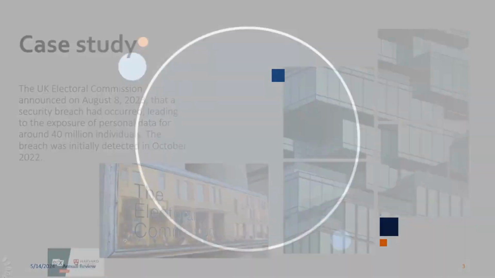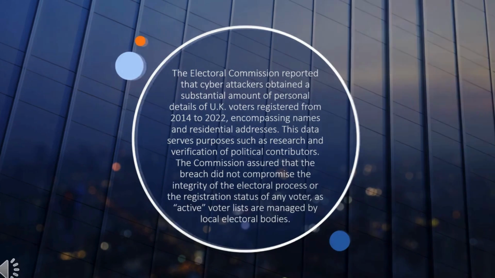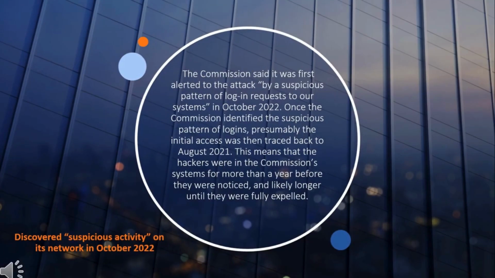The Electoral Commission reported that cyber attackers obtained a substantial amount of personal details of UK voters registered from 2014 to 2022, encompassing names and residential addresses. This data serves purposes such as research and verification of political contributors. The Commission assured that the breach did not compromise the integrity of the electoral process or the registration status of any voter, as active voter lists are managed by local electoral bodies.